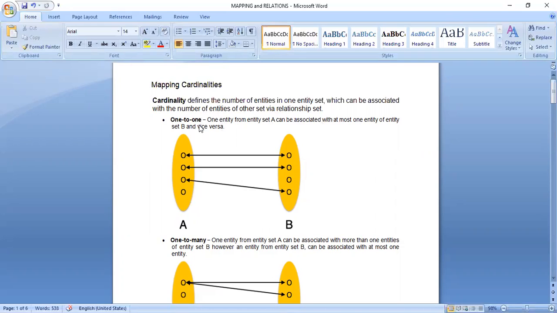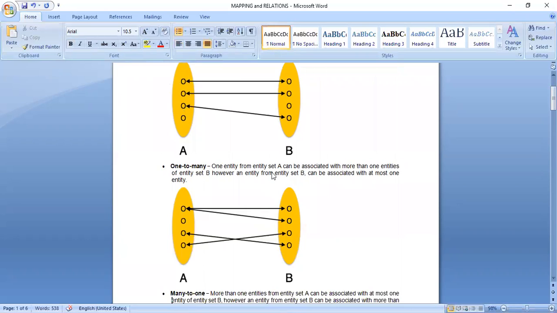For that purpose, if you consider A and B as two different entity sets, then if one entity from entity set A can be associated with at most one entity of entity set B and vice versa, that is said to be a one-to-one cardinality relation. That means only one entity from this entity set will be related to another entity. You'll understand better when we go to the next one, that is one to many.